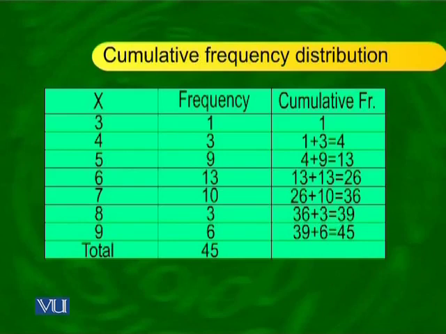Ab is column ko padhne se humein bahut aasani ke sath maloom ho jata hai ke how many students brought 5 books or less, 7 books or less, 3 books or less. For example, as you can see, at a glance we can say that 13 students were such who brought 5 books or less, and 26 students were such who brought 6 or less. So this is the advantage of a cumulative frequency distribution.